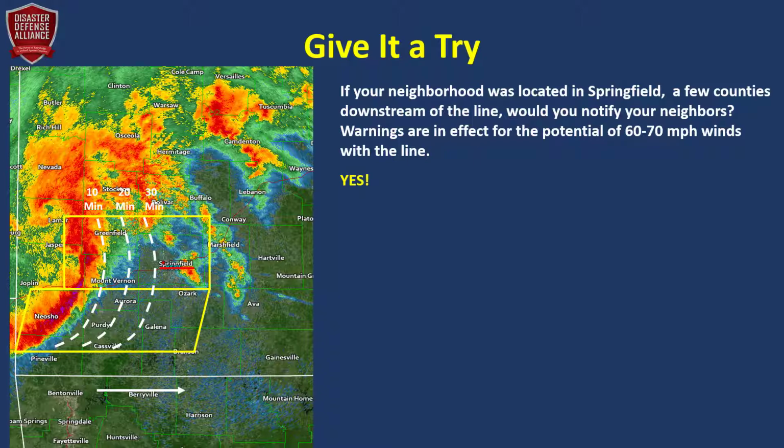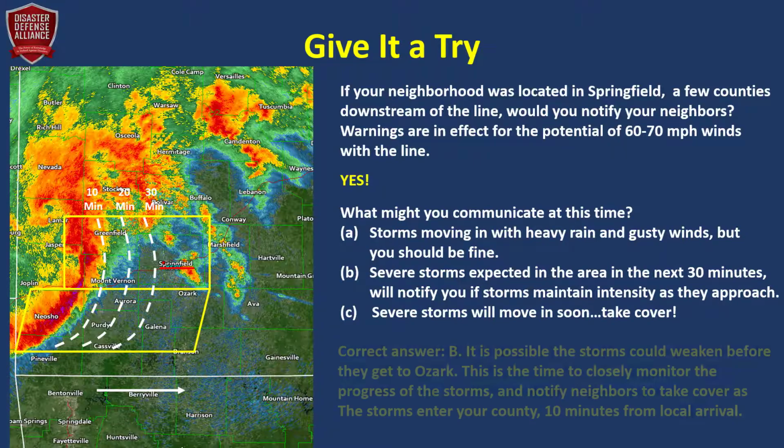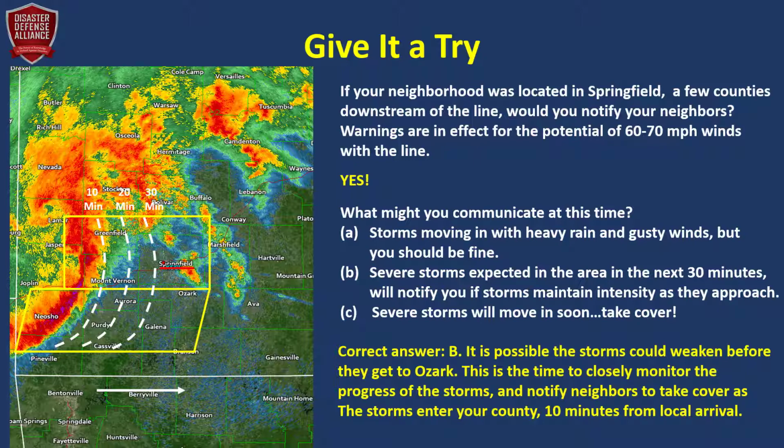The answer is yes. Definitely notify them that a warning is in effect and that the line of storms is approaching the neighborhood. But what would you indicate to them? Should they take immediate cover? Probably not yet, since the storms are still 20 to 30 minutes away, and the line could weaken before getting to Springfield. In this scenario, answer B is best, in which you closely monitor the line's progress, notifying neighbors to take cover when the line gets within 10 minutes of Springfield.